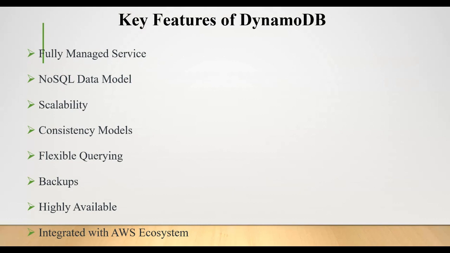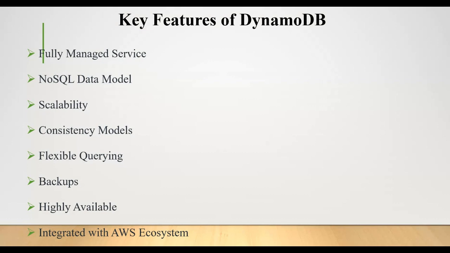Next are the key features of DynamoDB. The main key features are: fully managed service, NoSQL data model, scalability, consistency model, flexible querying, backups, high availability, and integration with the AWS ecosystem. So let's see one by one. Fully managed service: DynamoDB is a fully managed serverless database, and it handles the setup, infrastructure, maintenance, and scaling automatically. The next is the NoSQL data model. In DynamoDB, data can be stored and retrieved as key-value pairs, documents, or wide-column stores, and it is a fast and flexible NoSQL database service.